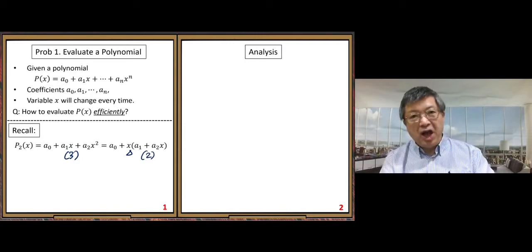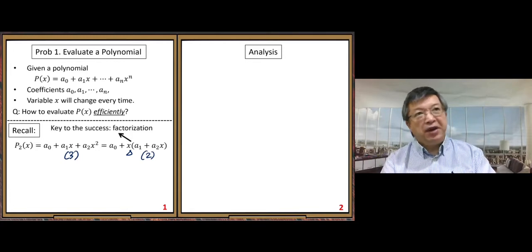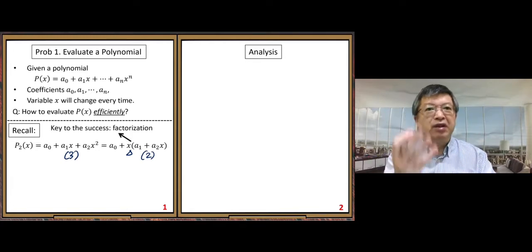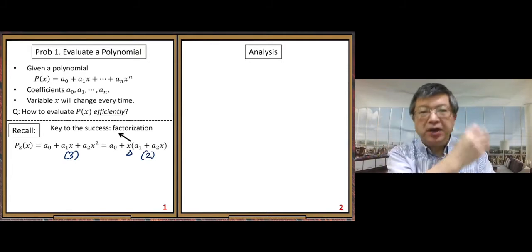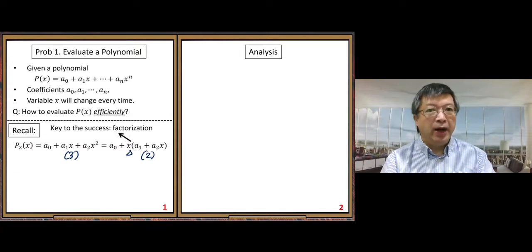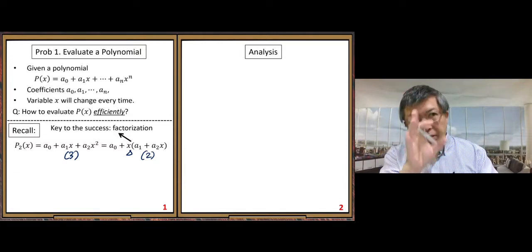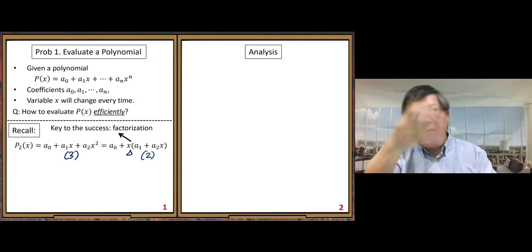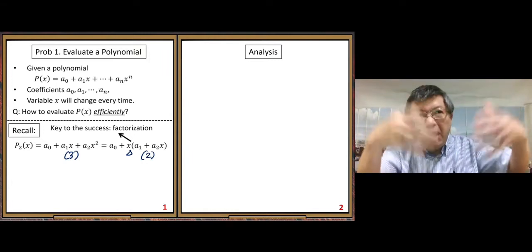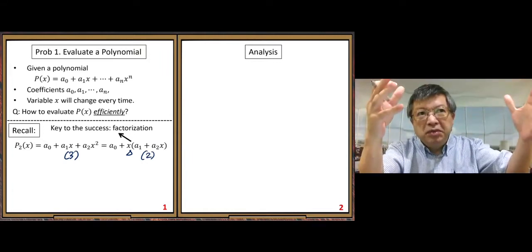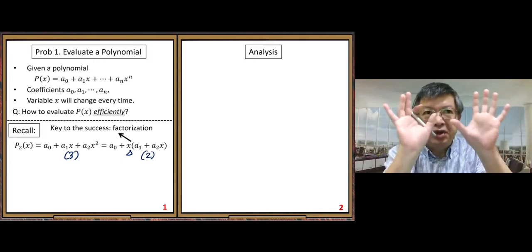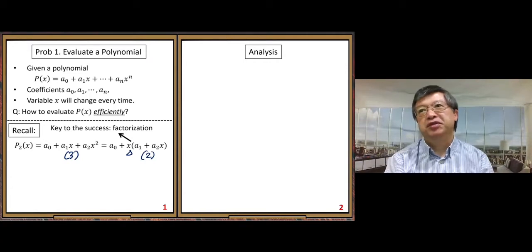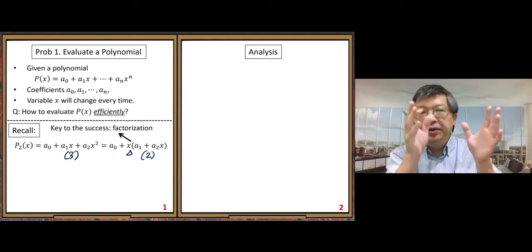So that's the critical step. Here we can say the key to the success is factorization. The factorization technique is the key to the success. When we move to the more general case, we want to apply this technique and push it to cover the general case. So that's what we are going to do at this point.